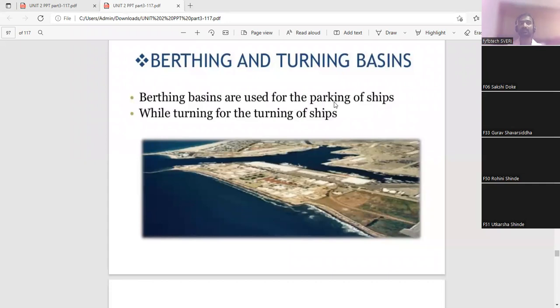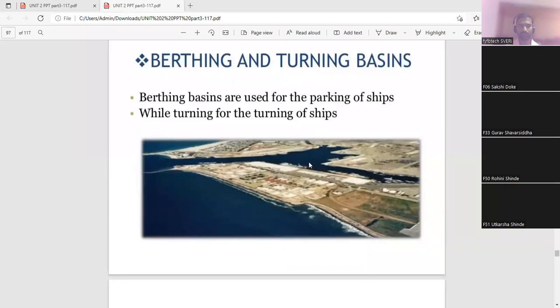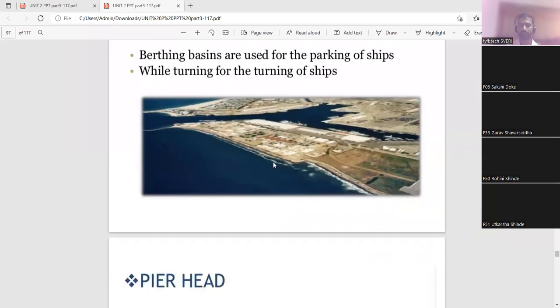Such a parking is known as berthing. That is, berthing means the parking place for ships. Berthing basins are used for the parking of ships, while turning basins are for turning the ships in case they want to start and move. The ship will park first, and afterwards if it wants to go to the working place, it will start turning and go. That particular path is called the turning basin. So this may be the berthing place. All the ships will come and take parking here. Afterwards, if they want to move, they will move sideways.